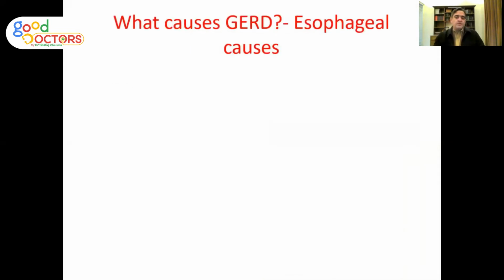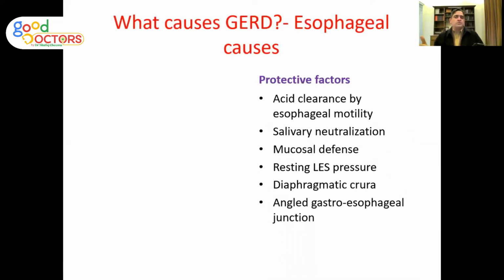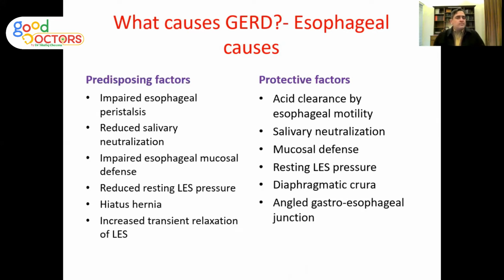So what happens in patients who have gastroesophageal reflux disease? Either the problem is within the esophagus, because we have already talked about all these factors of the esophagus, which ensure that the distal end of the esophagus is clear of the acid and is not exposed to the gastric acid. But in case of impaired peristalsis, reduced salivary neutralization, or impaired esophageal mucosal defense mechanisms, these can lead to the excessive passage and stay of acid in the distal part of the esophagus. But the most important factors are two or three.